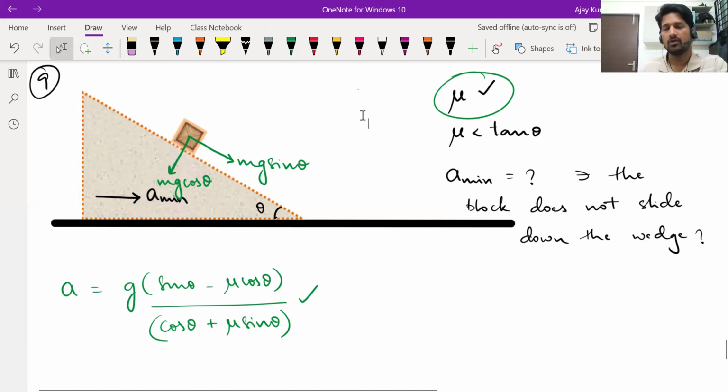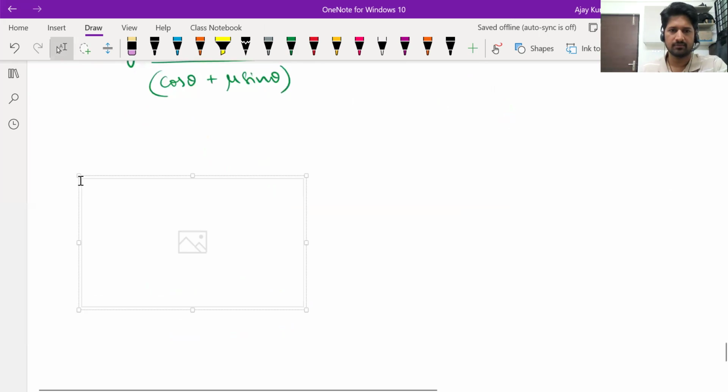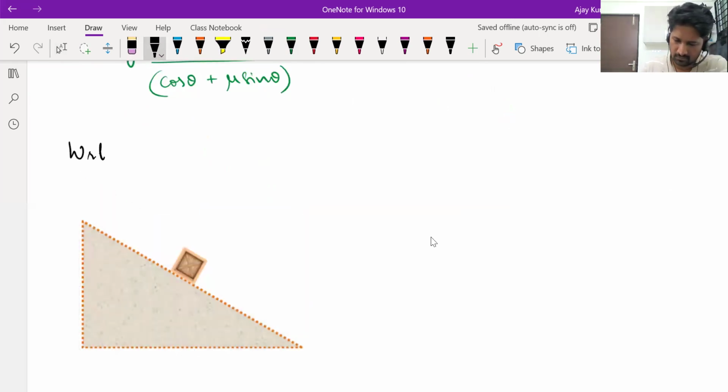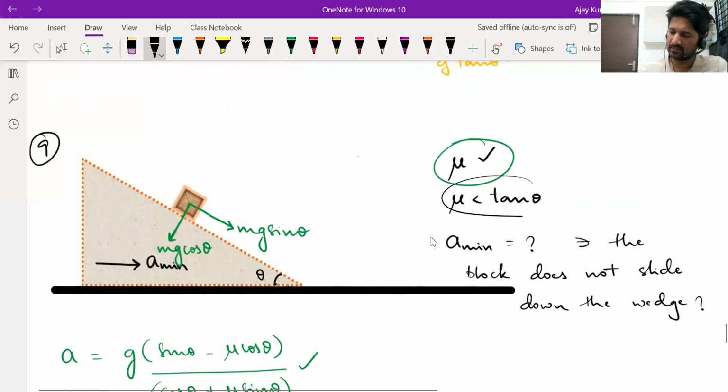See, we don't want the block to slide. Okay, that means with respect to wedge, it should be in equilibrium. So let's consider the situation with respect to the wedge itself. The block can be prevented from sliding only if the wedge accelerates. That is compulsory because mu is less than tan theta. Without the wedge accelerating, the block cannot be at rest. Okay, it will slide down. Friction is not sufficient.